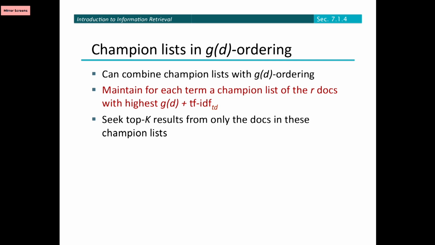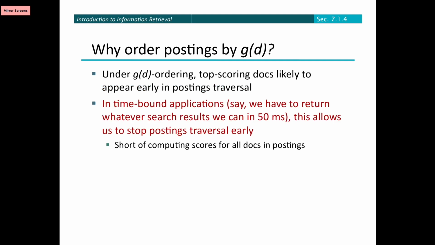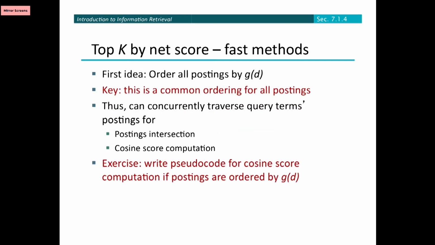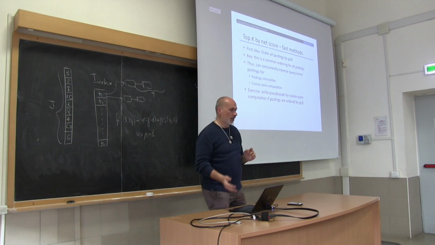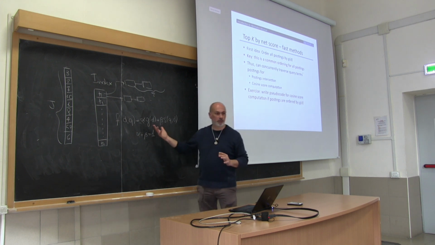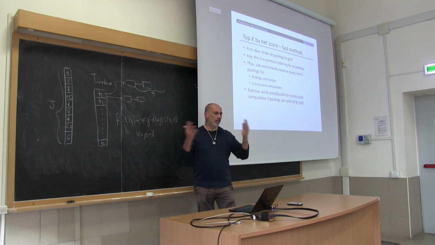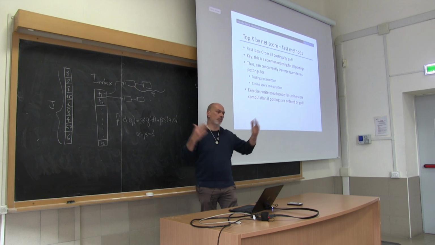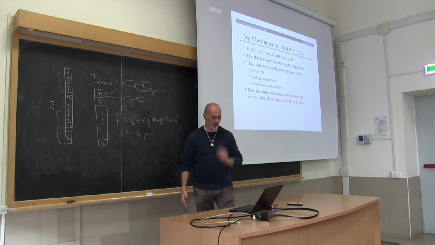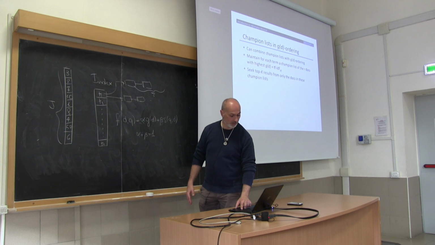So again, no, this is a different idea. The idea I just showed you was I sort posting lists by decreasing GDs. Okay, I'm not keeping extra champions list in principle. I just traverse them downward and I stop at some point. And I hope that the documents that I'm taking into consideration contain most of the top K ones. That's different. This is another idea.